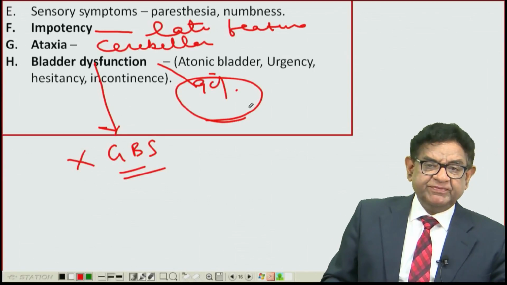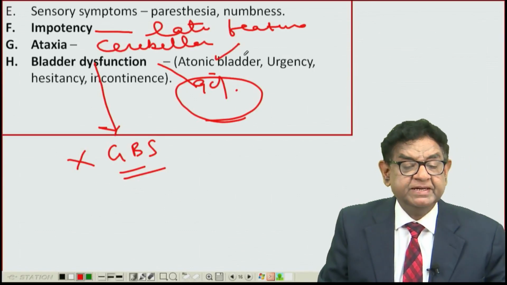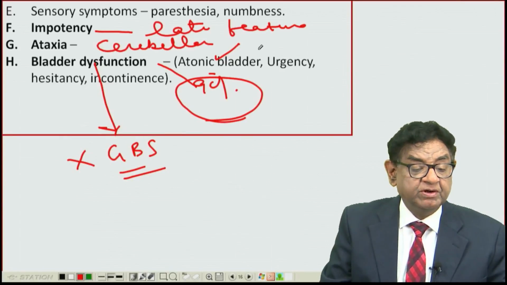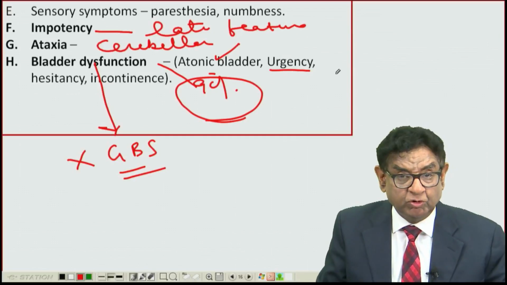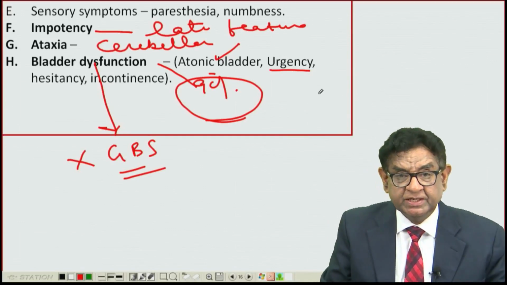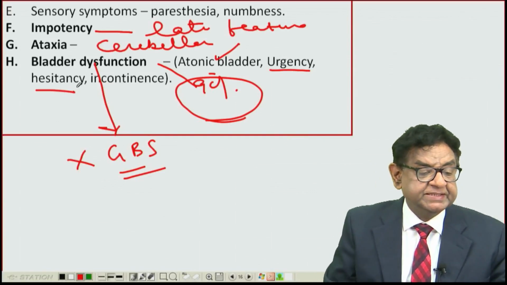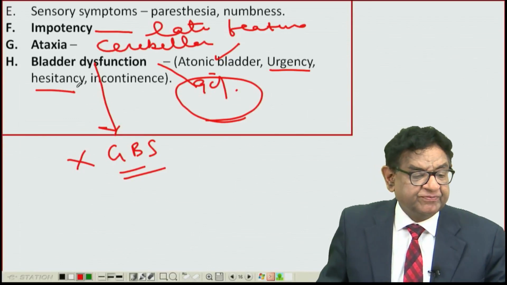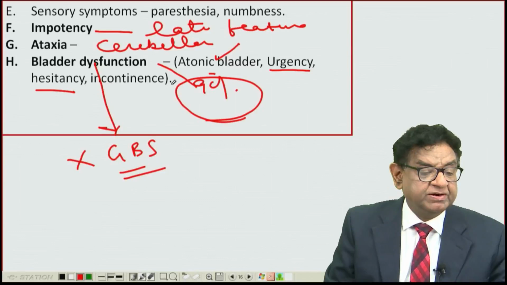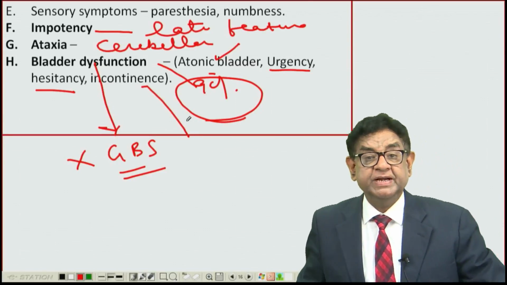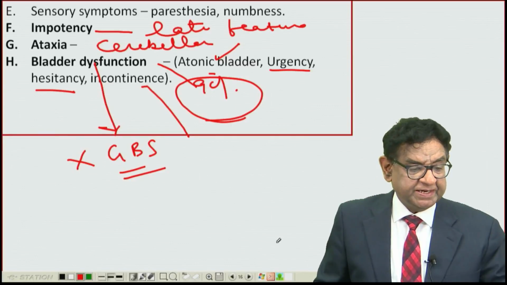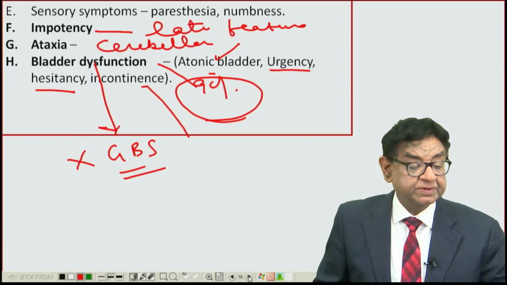How can the patient manifest? The patient can have an atonic bladder. That means there will be urine retention or urgency. The patient cannot hold the urine; he has to rush to the toilet to pass urine. Hesitancy, that is, some obstruction-like feeling, or incontinence, where urine keeps on dribbling. So these are all what can happen in a case of bladder dysfunction.